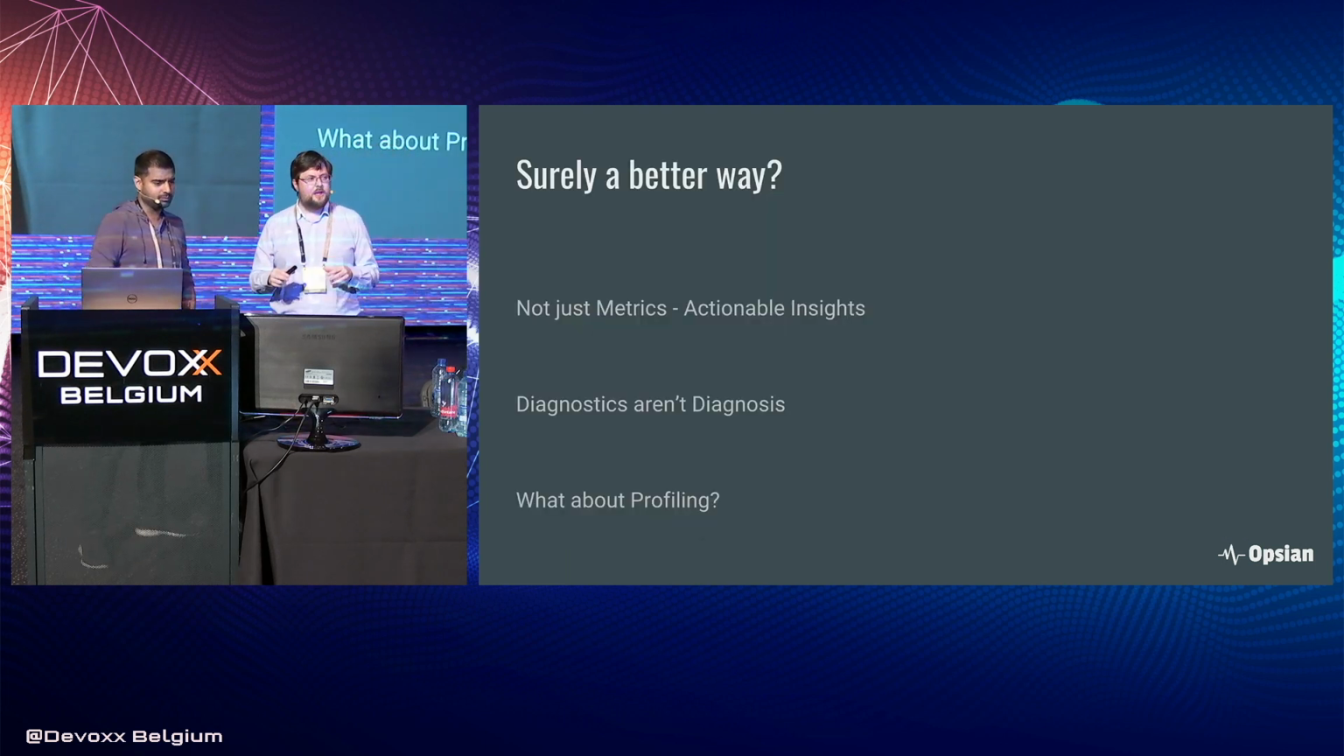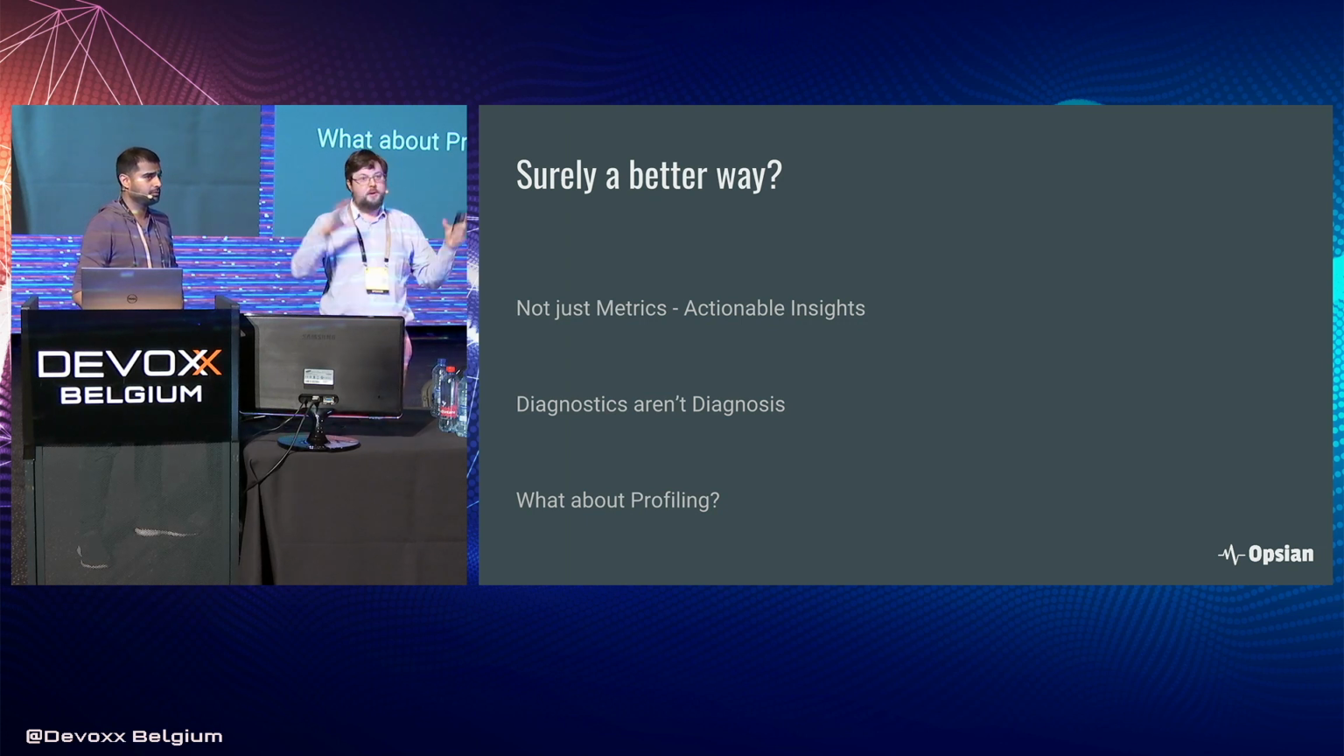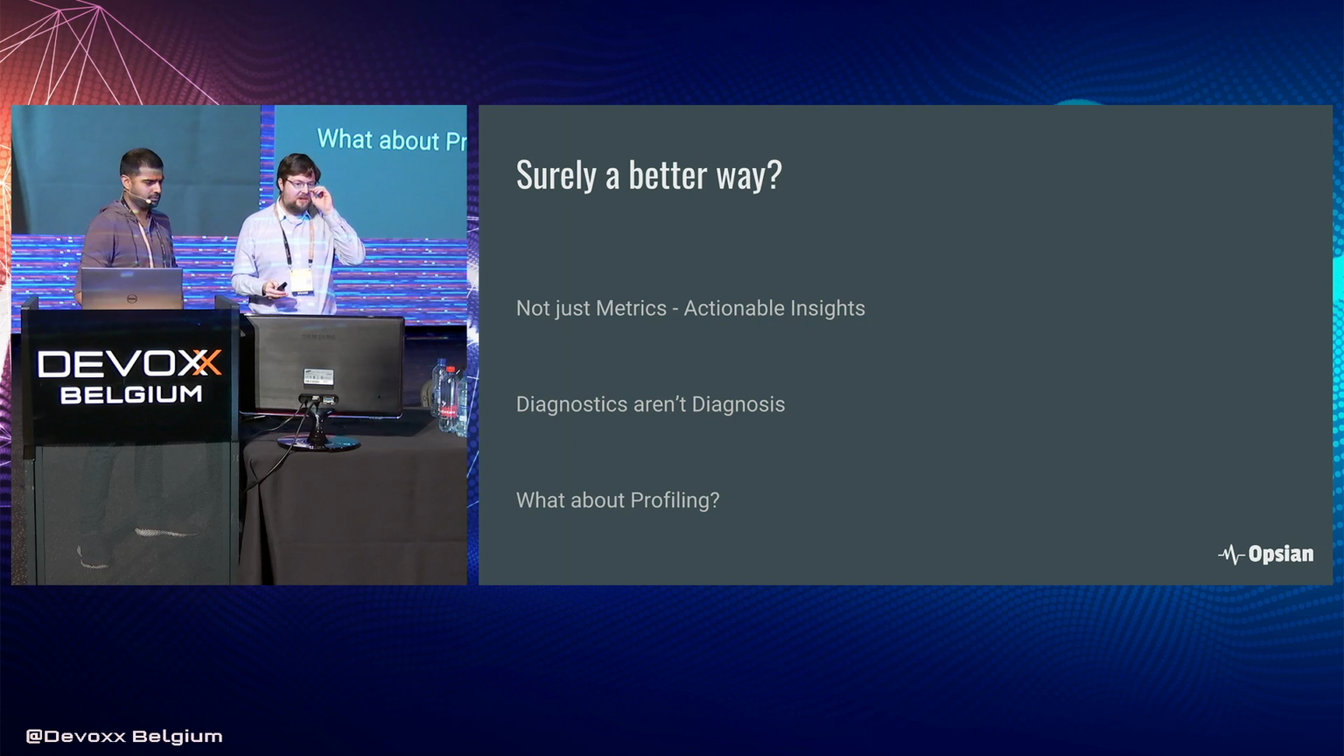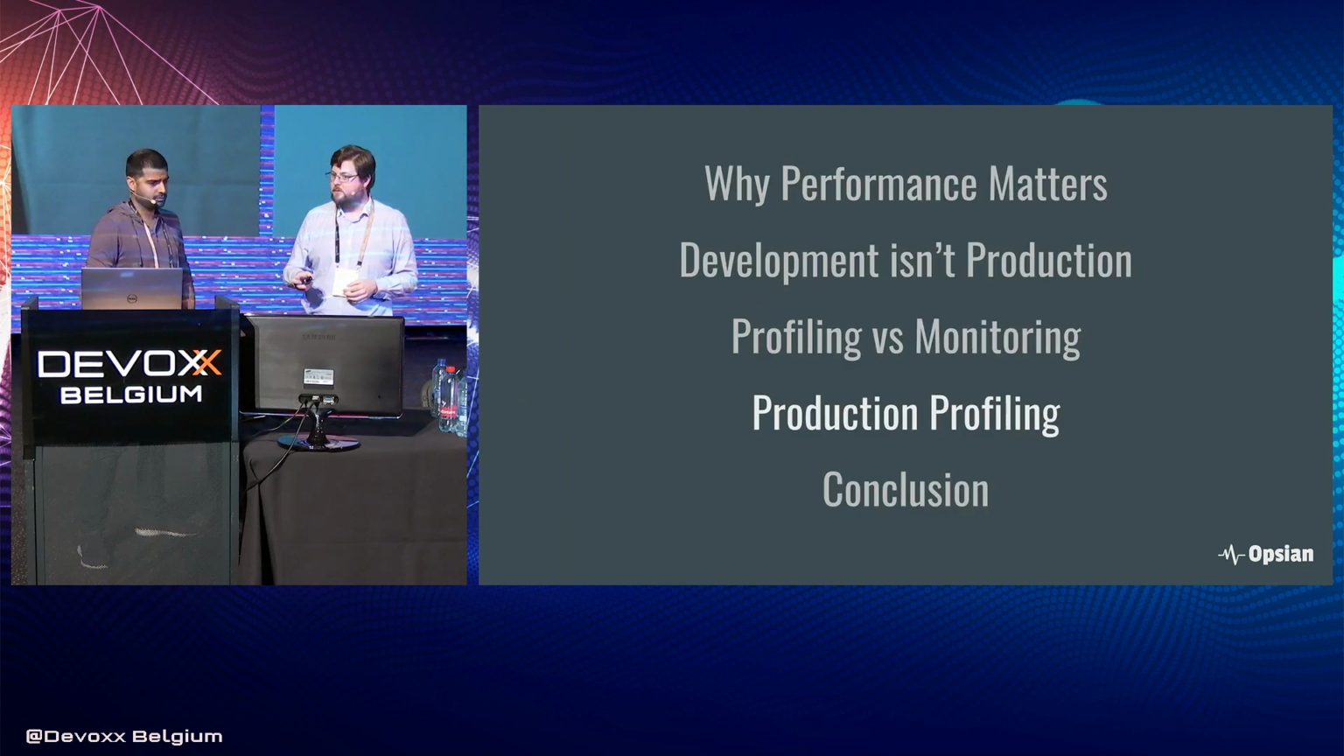Cool. Now, surely there's a better way, right? So we've talked about metrics, very useful, but good idea not to get carried away. We've talked about instrumentation, also can be useful, but again, you don't want to get carried away. But what about production profiling? How can we use profiling in production in order to understand these kinds of problems?